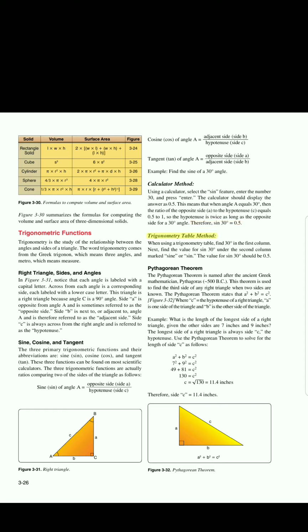Trigonometry table method. When using a trigonometry table, find 30 degrees in the first column. Next, find the value for sin 30 degrees under the second column marked sine, or sin. The value for sin 30 degrees should be 0.5.